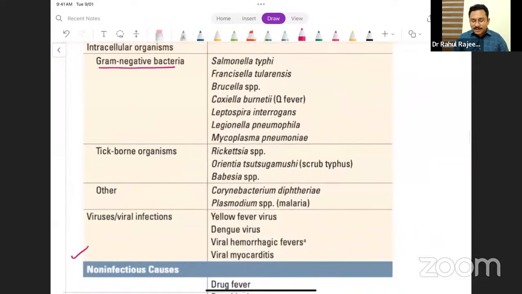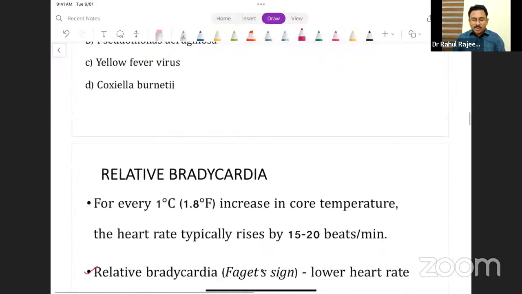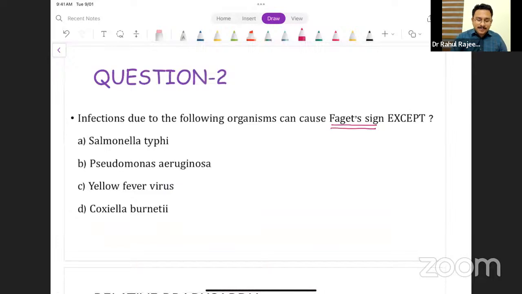The point here is, if you look at dengue infection, in dengue you can have tachycardia, especially even in a context of a normal dengue fever, as well as when there is a myocarditis. But the point you've got to understand is sometimes dengue may be associated with relative bradycardia. So if you look at this table and also the given options, you can see that options A, C, and D may be associated with Faget sign, but not option B. So the answer is going to be Pseudomonas aeruginosa.